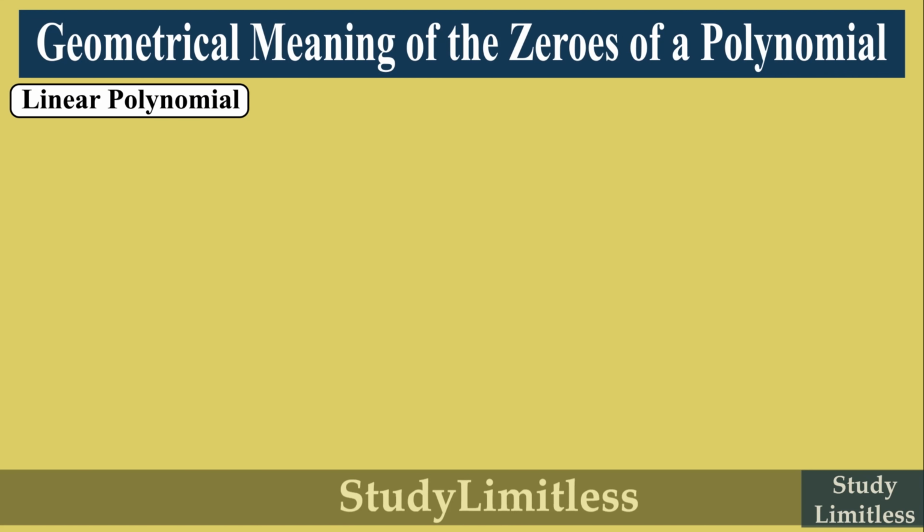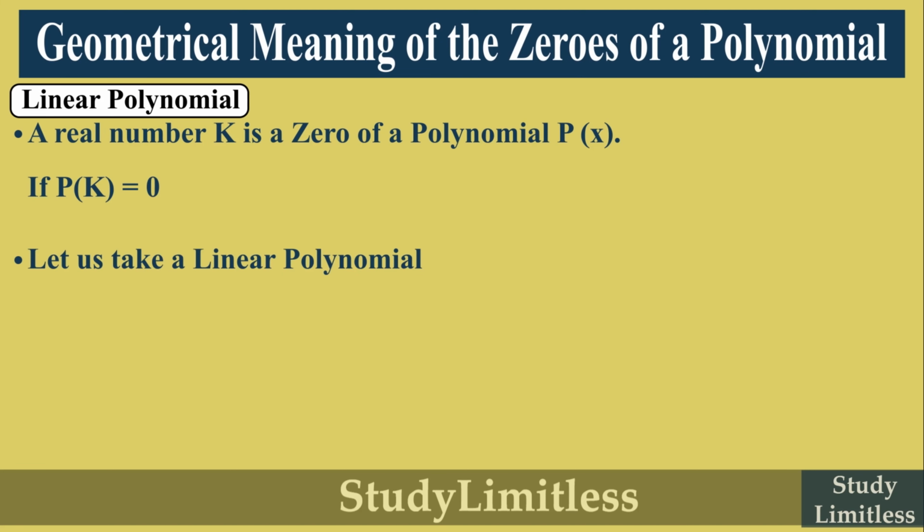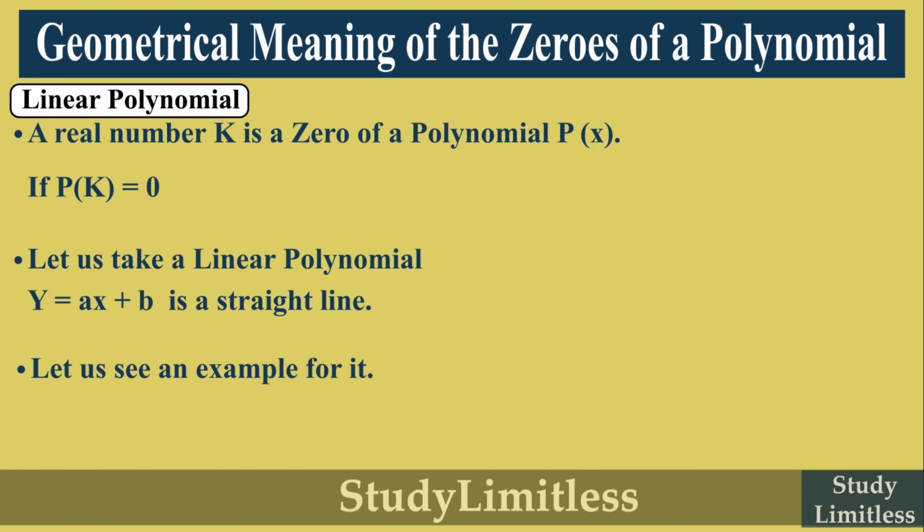Geometrical meaning of a zero of a polynomial. A real number k is a zero of a polynomial if p(k) is equal to 0. Let us take a linear polynomial where y is equal to ax plus b, which is a straight line. Let us see an example for it. We take the equation y is equal to 3x plus 6.